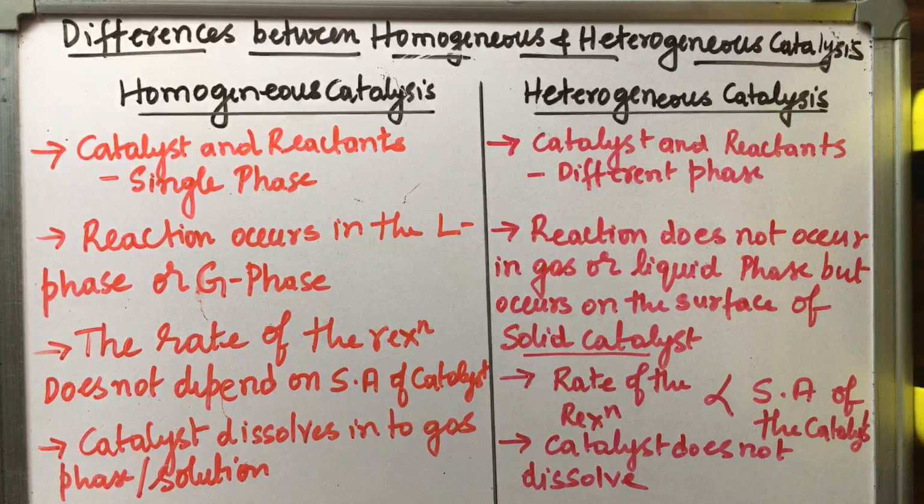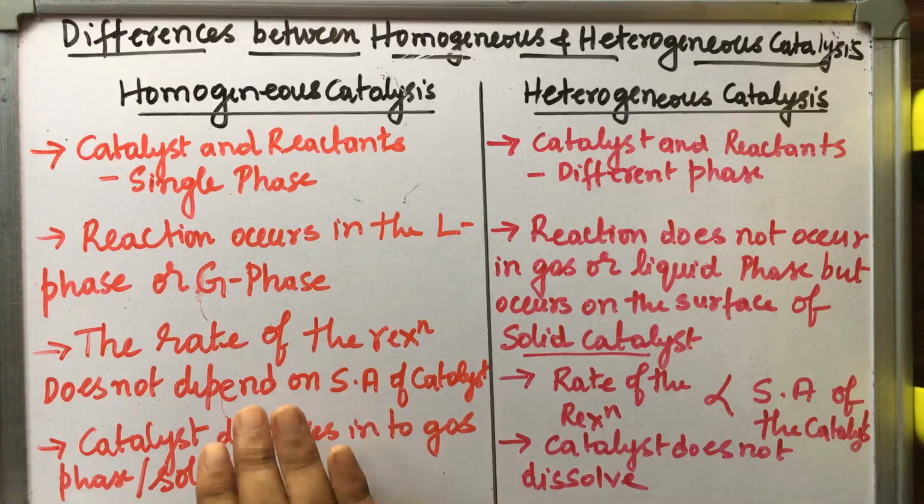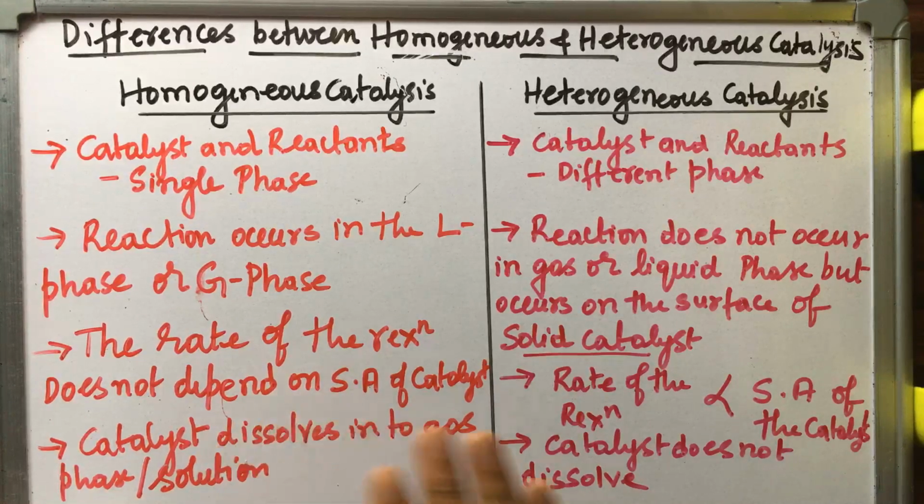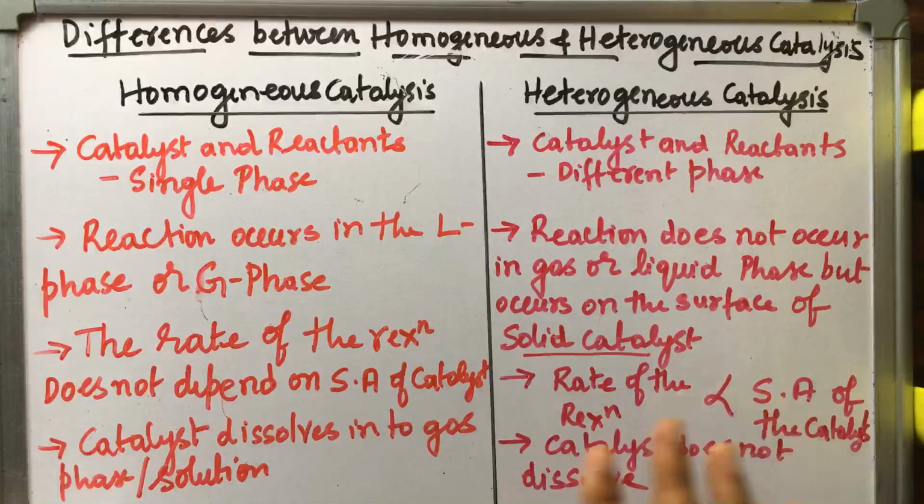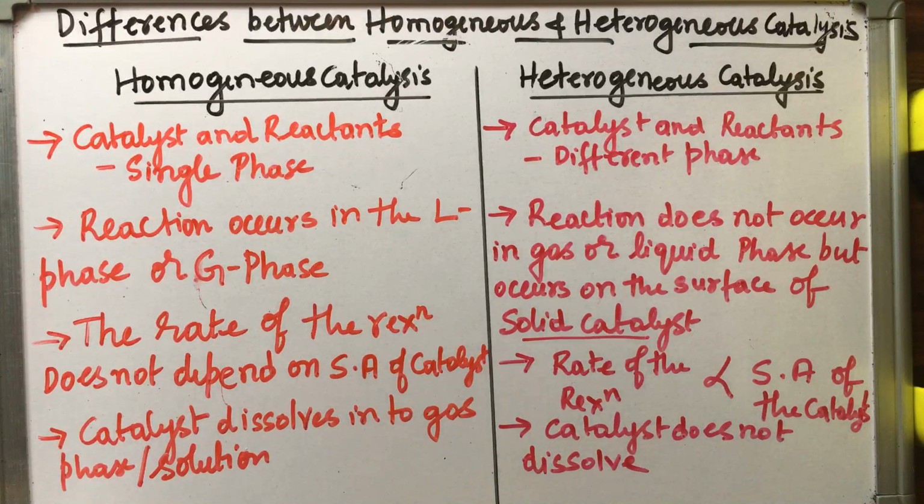Still a few more points can be written. Homogeneous reactions generally occur faster because all of them are in the same phase, whereas since a solid is involved, heterogeneous catalysis would be slower. The catalyst can be easily separated in heterogeneous catalysis, but in homogeneous catalysis the catalyst cannot be easily separated from the products because they are all in the same phase. So these are some important differences between homogeneous and heterogeneous catalysis.